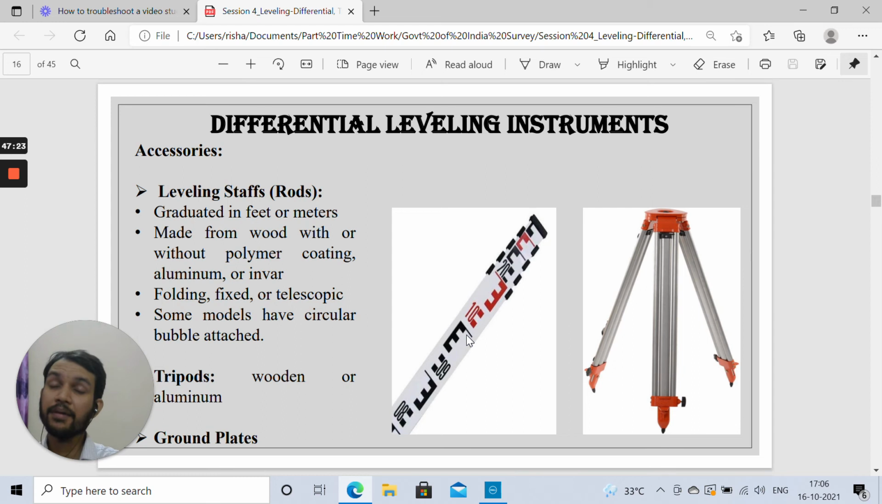They may be graduated in feet, or the readings in the leveling staff may be even in meters. They are made from wood, they may be made from aluminium. The wooden leveling staffs may have a coating provided in the form of a polymer coating. They may be aluminium leveling staffs. They may be folding, as you can see in the plane table survey, which we will be discussing next.